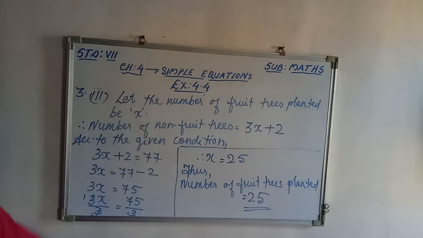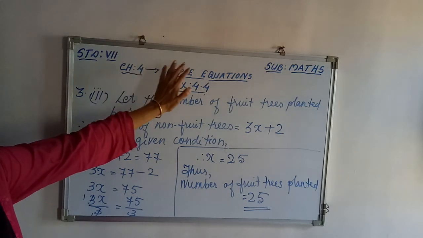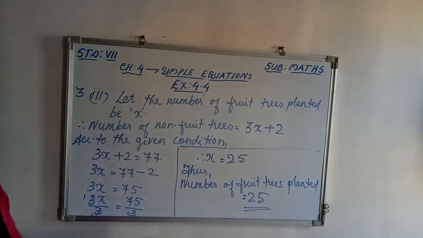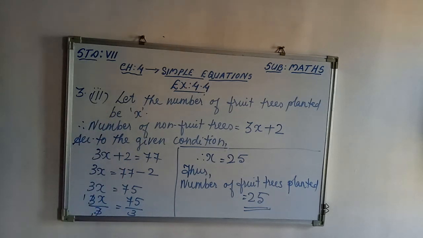I hope it's clear to you. So the last question in exercise 4.4, that is question 4, it's a riddle. According to the steps given, you start solving it and find the answer in your notebook. So exercise of chapter 4, simple equations, is completed. All the exercises you have to practice in your practice book. Thank you.